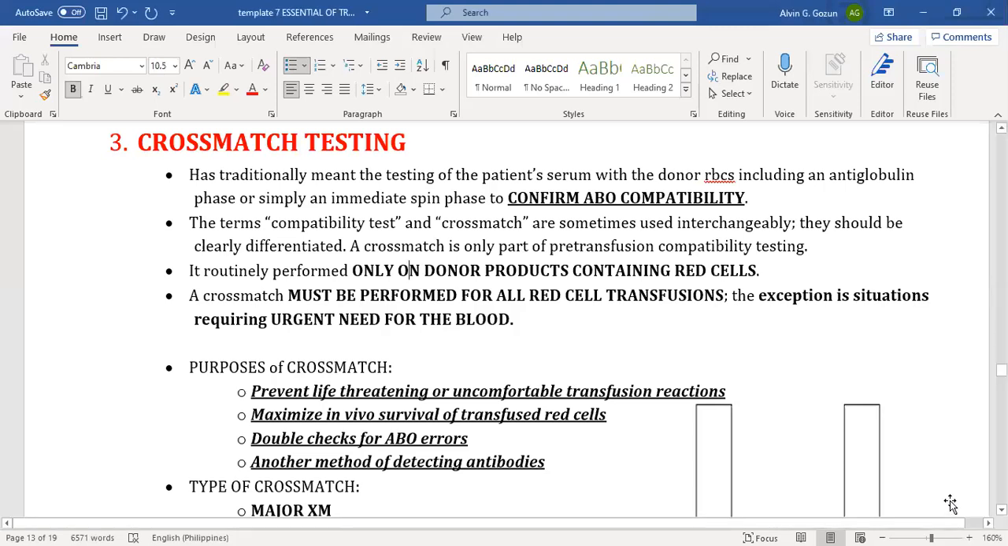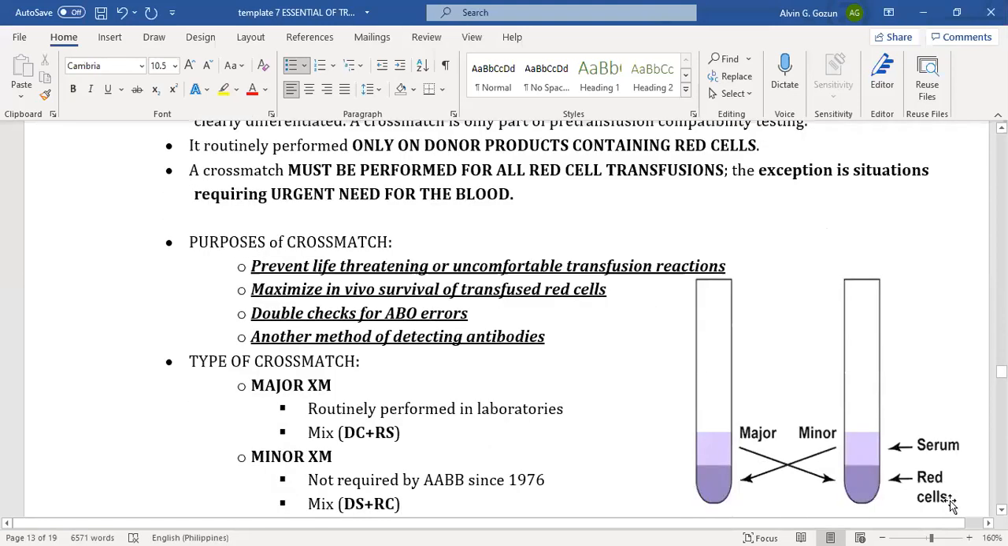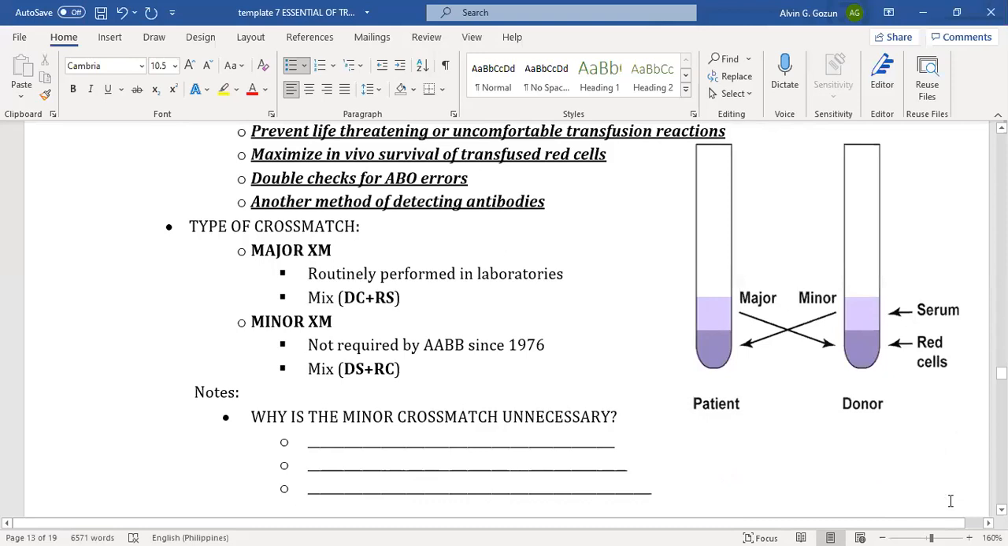Ano yung mga purpose ng cross-matching? Number 1, prevent life-threatening or uncomfortable transfusion reactions. Number 2, of course, maximize in vivo survival of transfused red cells. Number 3, double-check for ABO errors. And number 4, another method of detecting antibodies. And there are 2 types of cross-matching. Major and minor. And again, sinabi ko na sa inyo last time, major cross-matching na lang ang ginagawa ngayon and routinely performed in laboratories.